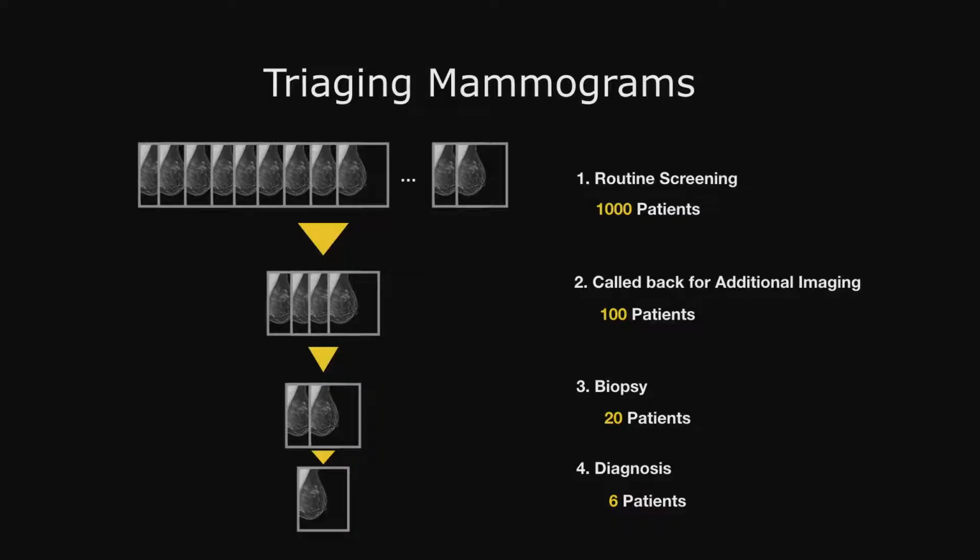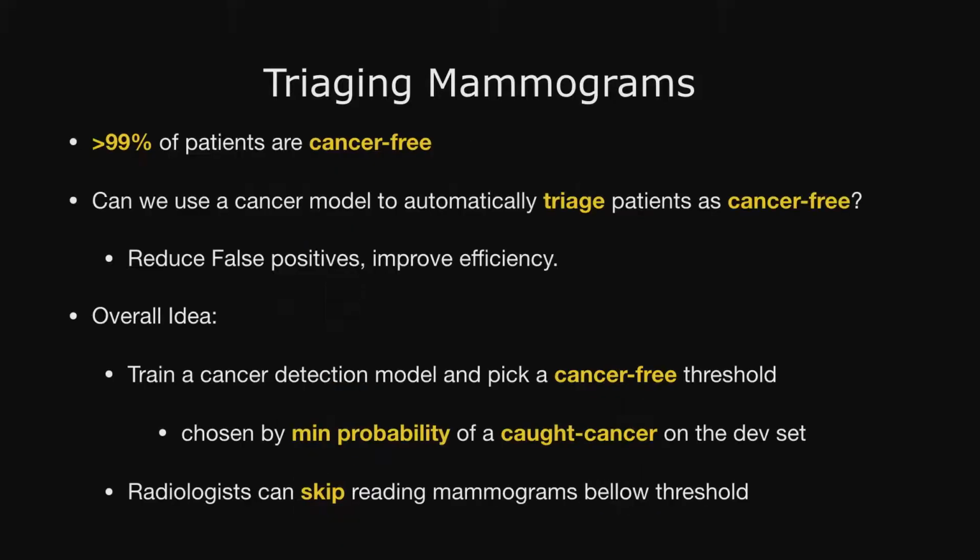So let's look more closely at the numbers of the actual breast cancer screening workflow. As Connie already said, you might see something like 1,000 patients, all of them take mammograms, and of that 1,000, on average, maybe 100 will be called back for additional imaging. Of that 100, something like 20 will get biopsied, and you end up with maybe 5 or 6 diagnoses of breast cancer. So one very clear thing you see when you look at this funnel is that way over 99% of people that you see in a given day are cancer-free, so your actual incidence is very low.